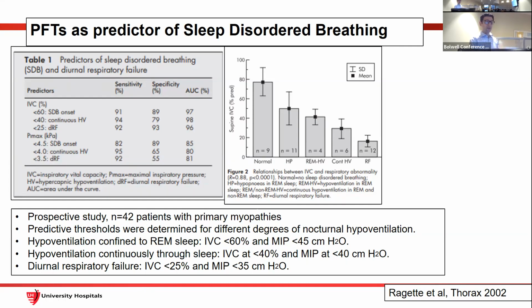If the vital capacity was less than 40, then it's continuous hypoventilation. And then a vital capacity less than 25, then you'd have diurnal or daytime respiratory failure.